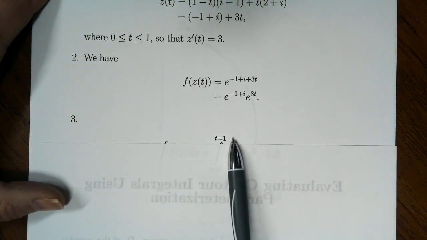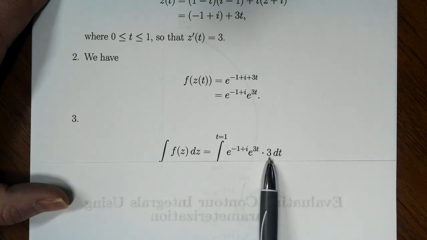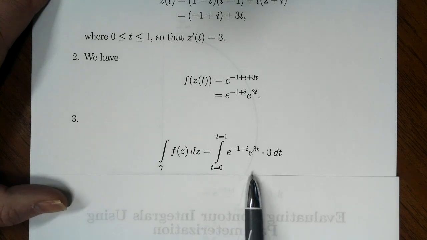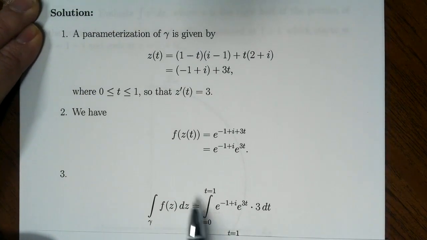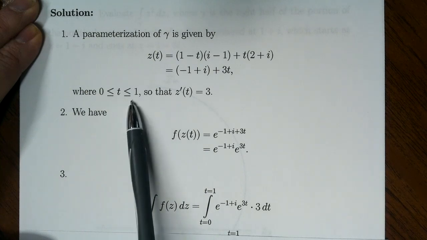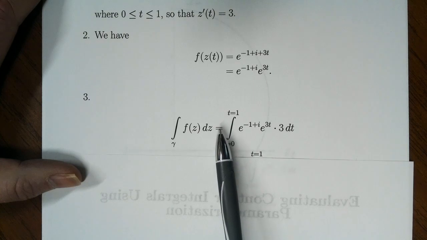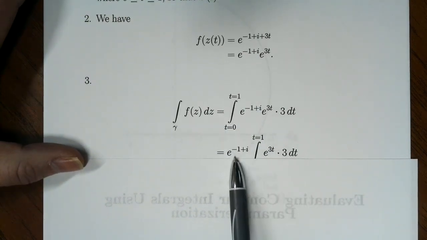So we're going to take f(z(t)), which is this, and we're going to multiply it by z'(t), which is 3, and then we're going to integrate this with respect to t from t equals 0 to t equals 1. And again, the reason we choose 0 and 1 is because those are the starting and ending points of our bounds on t. Now the first thing I would do is I would take this constant outside the integral.